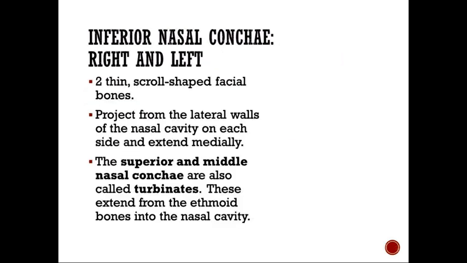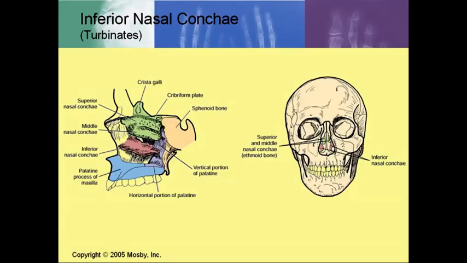Inferior nasal concha, a right and a left. These are 2 thin scroll-shaped facial bones projecting from the lateral walls of the nasal cavity on each side and extending medially. The superior and middle nasal concha are also called turbinates, and these extend from the ethmoid bone into the nasal cavity, and you can see these here on the right inside the nasal area.